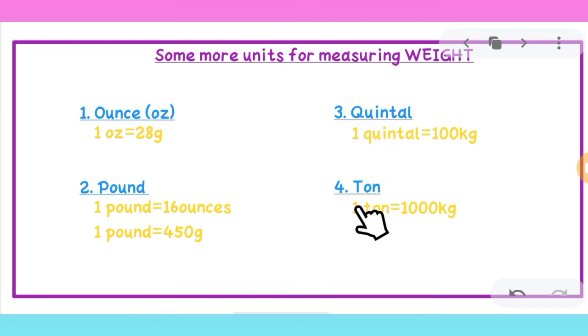Similar is the ton. Ton is a bit heavier than quintal also. 1 ton is equal to 1000 kg. So for very heavy items, like for example the weight of a truck or the weight of any building, it is measured in tons. So these are some units for measuring weight.